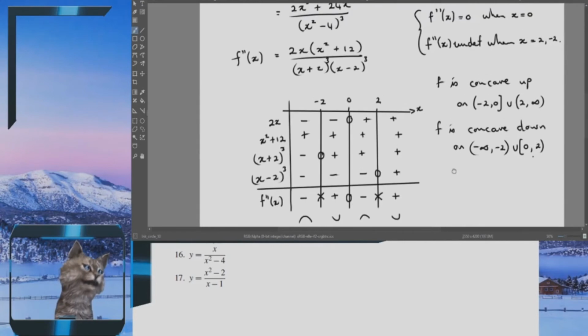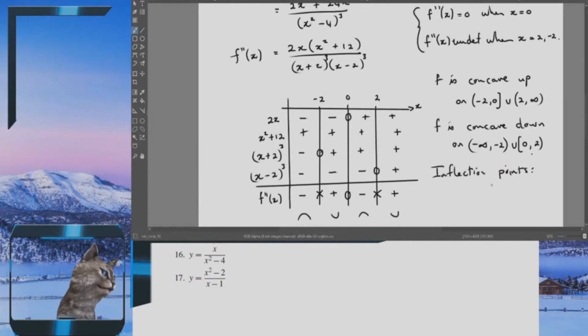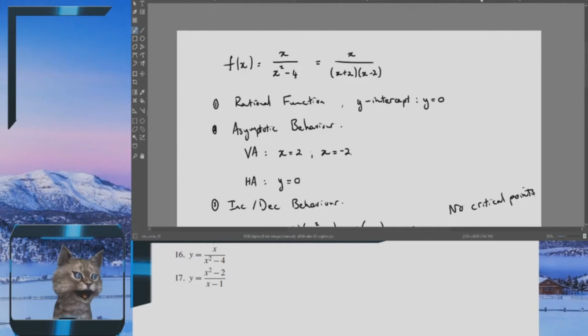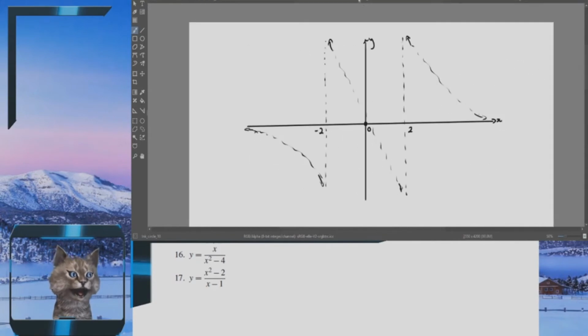Which of these guys are critical points? Not critical, I'm sorry, inflection points. Well, I have to have a point. So that rules out 2 and negative 2. So my only contender is 0. Do I have a y value when x is 0? Yes, I do. It is 0. So this point is an inflection point, 0, 0. Just happens to be the y-intercept.